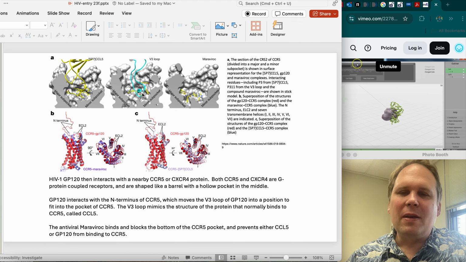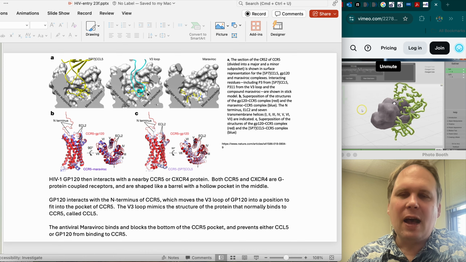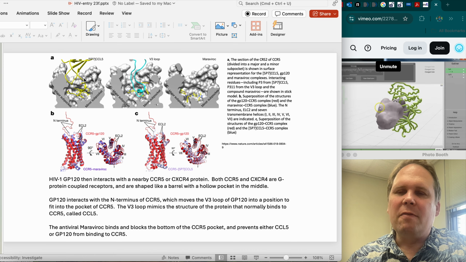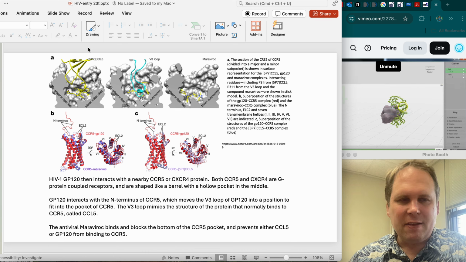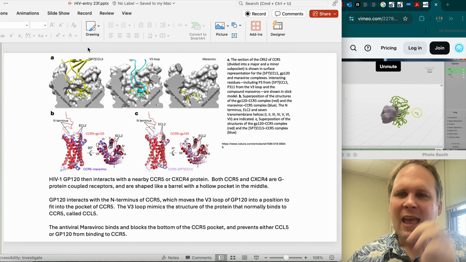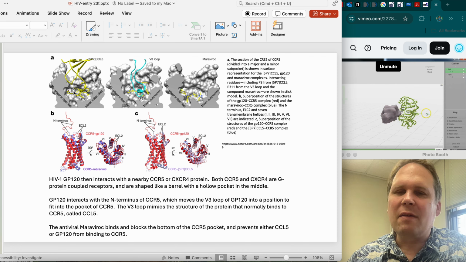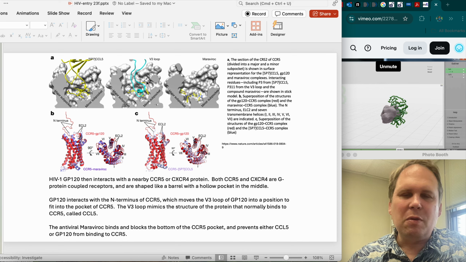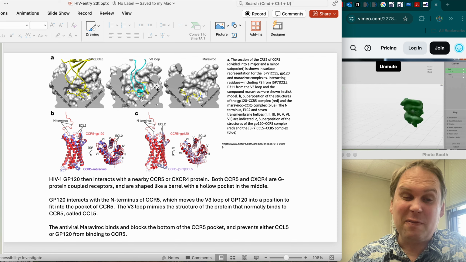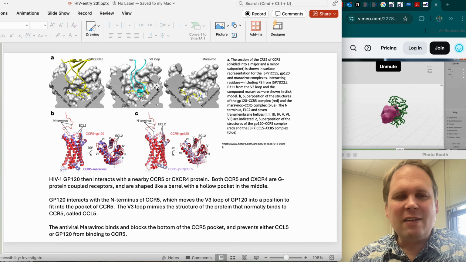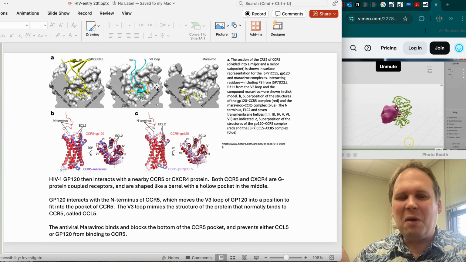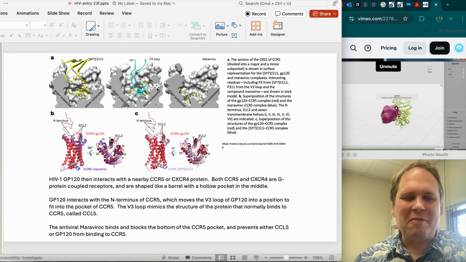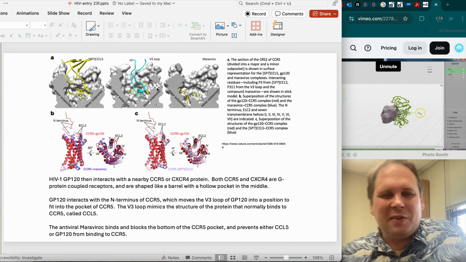The V3 loop is mimicking the shape and the hydrogen bonding of the natural ligand. So normally we would bind to the tail end of CCL5. That's what CCR5 is going to bind. And it makes a little alpha helix down here and interacts with the pocket. Well, V3 loop makes a little alpha helix and interacts with the pocket in roughly the same way. And so that's how HIV is going to get in. It's like a little Trojan horse. It's making it look like, oh, I'm the normal thing that you should be binding, CCR5 or CXCR4. So you should bind me.